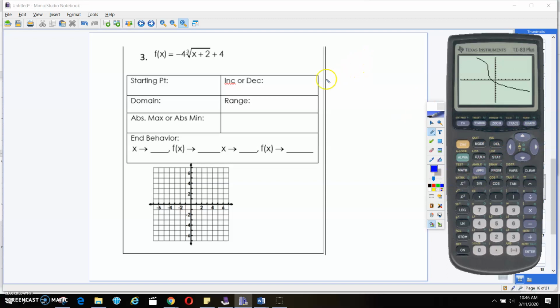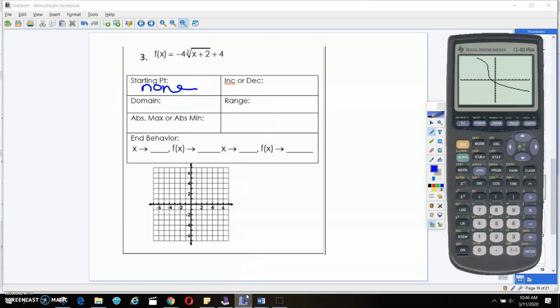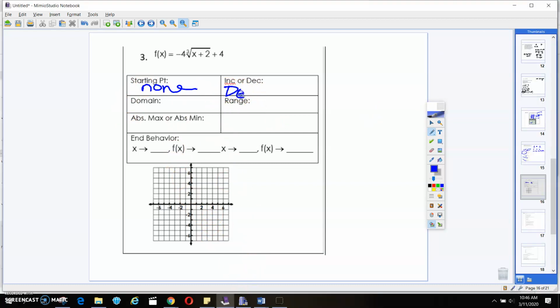Okay. So the starting point. Does it have a starting point? Yes. Where? At the top. No, because that keeps going off the graph. So do we have a starting point? No. Is it increasing or decreasing? It's decreasing. Okay?